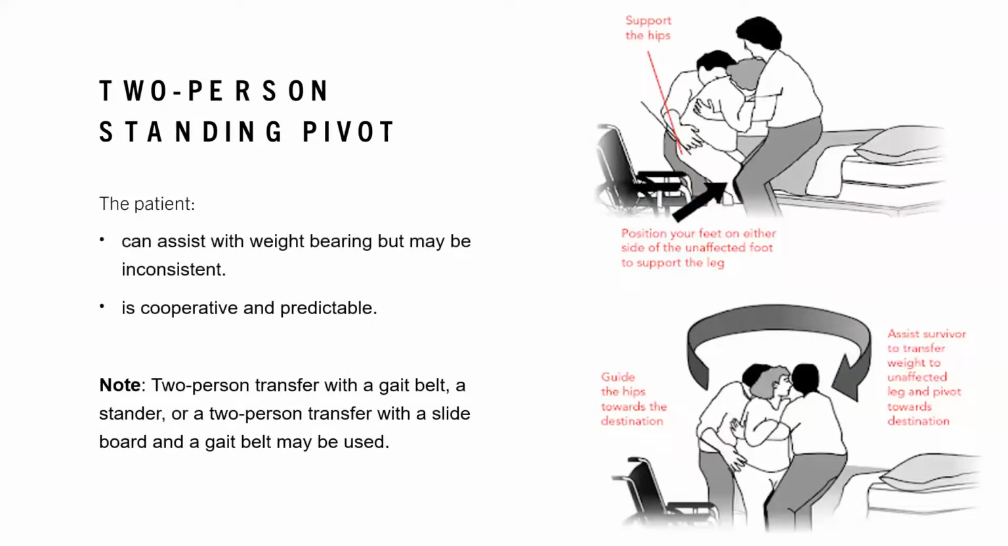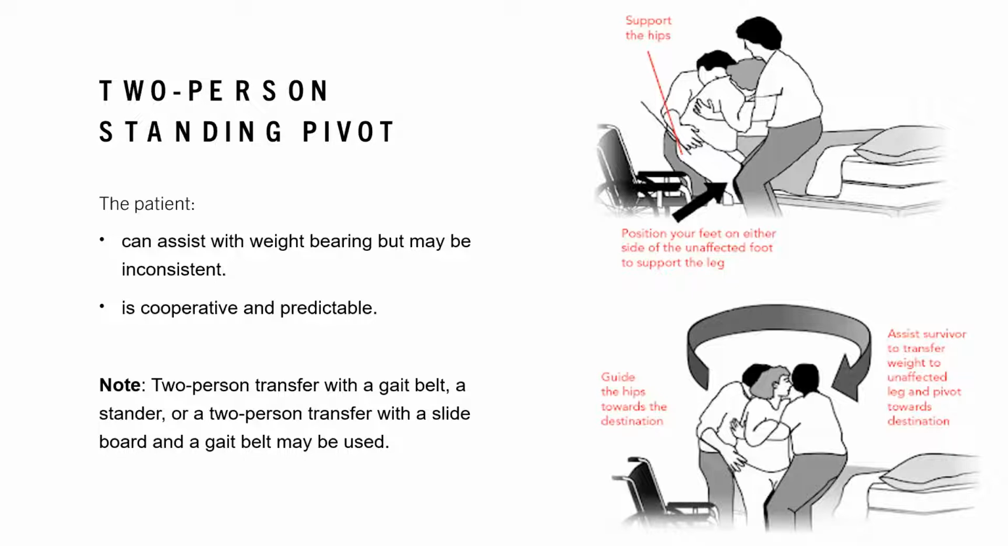For a 2-person standing pivot, this patient can assist with weight bearing but may be inconsistent. But this patient is cooperative and predictable. Okay, so this patient doesn't have any condition like Parkinson's and whatnot that's jittery and can cause harm. Okay, so we know how the patient is going to move, and the patient is able to give cooperation when we transfer the patient.